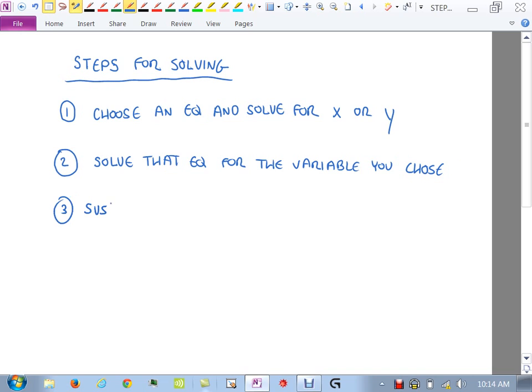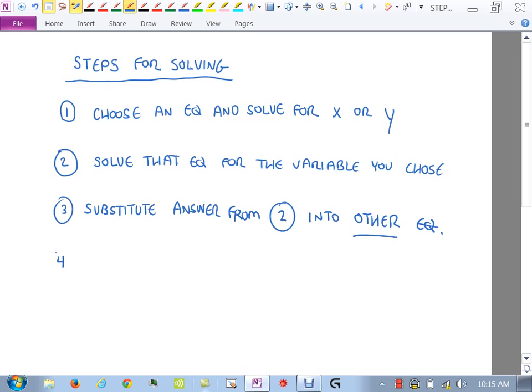Now substitute, right? Substitute your answer from part 2, right, from the second step, into what? The other equation. You see how this sucks to write steps for this? It can be confusing, which is why it's so important for you to understand what you're doing. If you rely on the steps, you got to really be able to read your steps to know what you're going to do. So substitute answer from 2 into other equation.